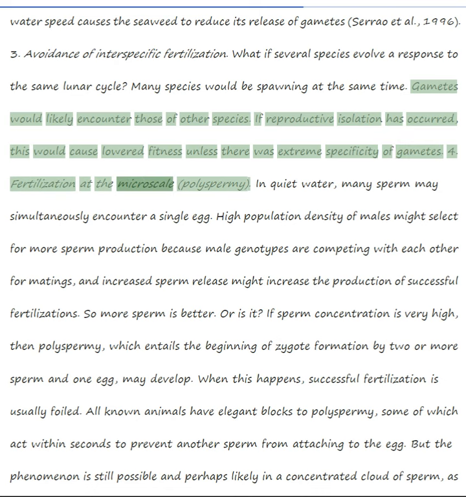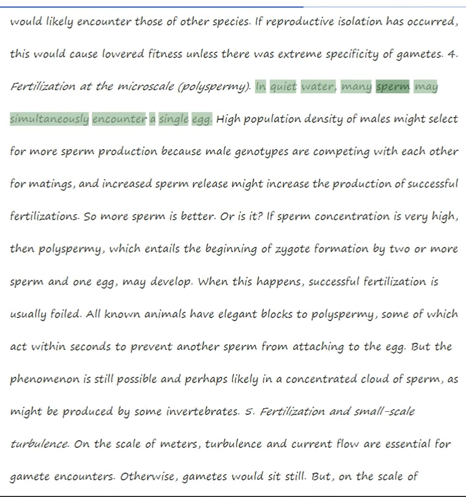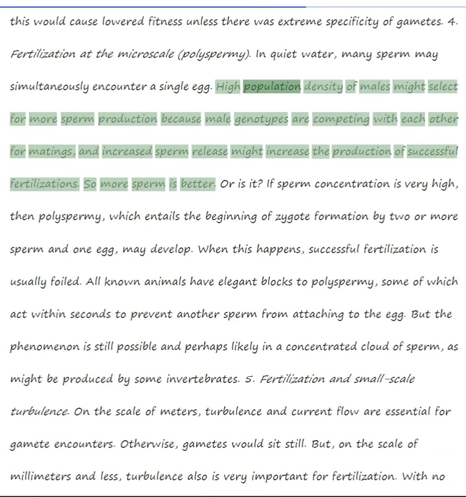In quiet water, many sperm may simultaneously encounter a single egg. High population density of males might select for more sperm production because male genotypes are competing with each other for matings, and increased sperm release might increase the production of successful fertilizations. So more sperm is better.